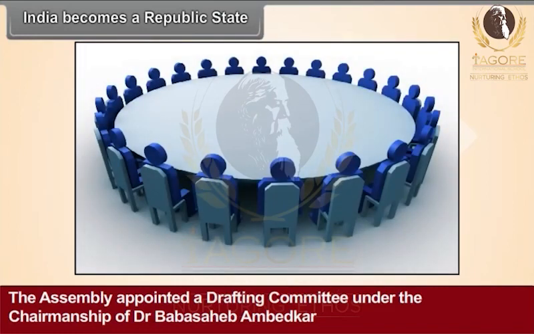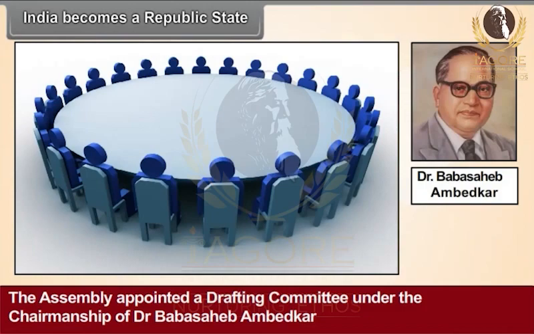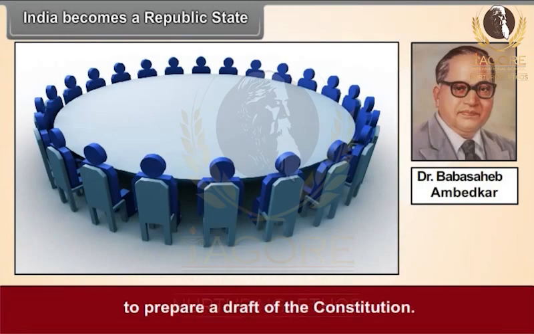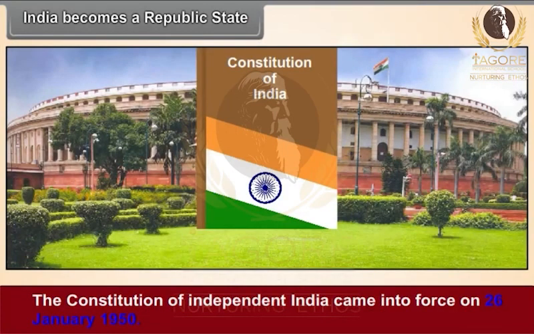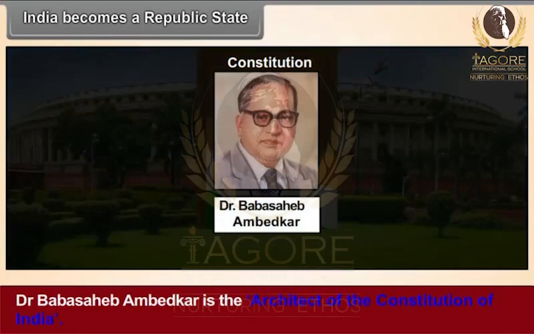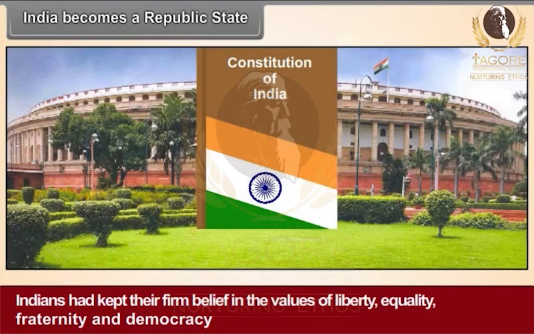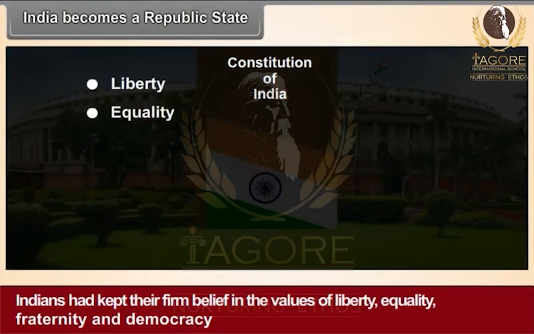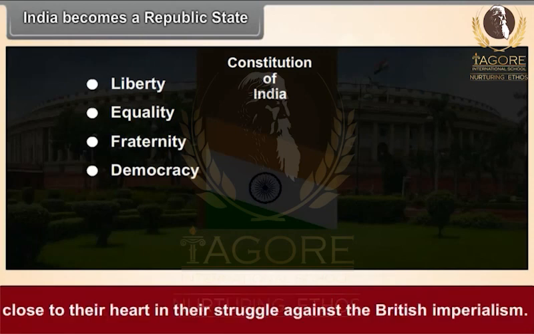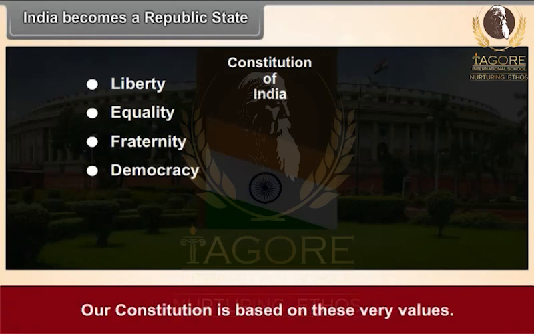The Assembly appointed a drafting committee under the chairmanship of Dr. Babasaheb Ambedkar to prepare a draft of the Constitution. The Constitution of Independent India came into force on 26 January 1950. Dr. Babasaheb Ambedkar is the architect of the Constitution of India. Indians had kept their firm belief in the values of liberty, equality, fraternity and democracy close to their heart in their struggle against the British imperialism. Our Constitution is based on these very values.